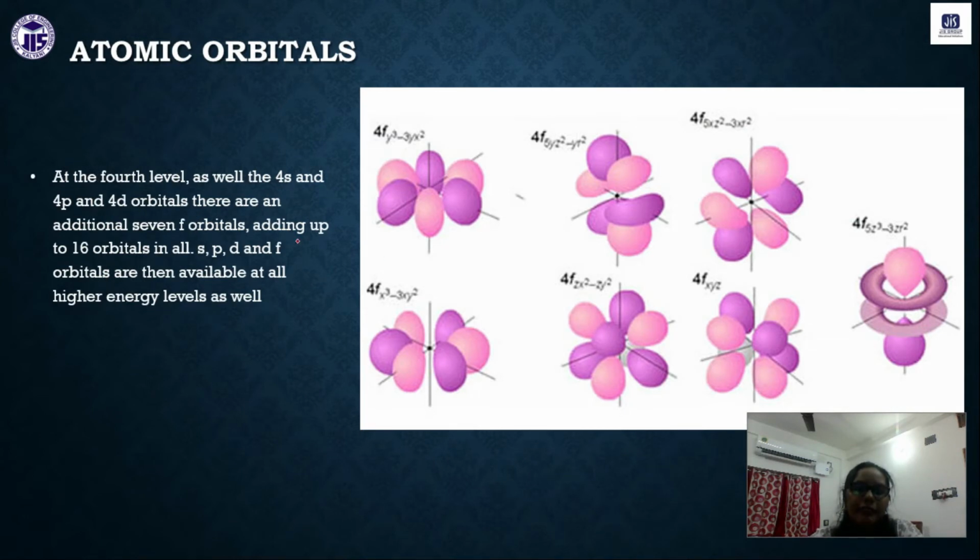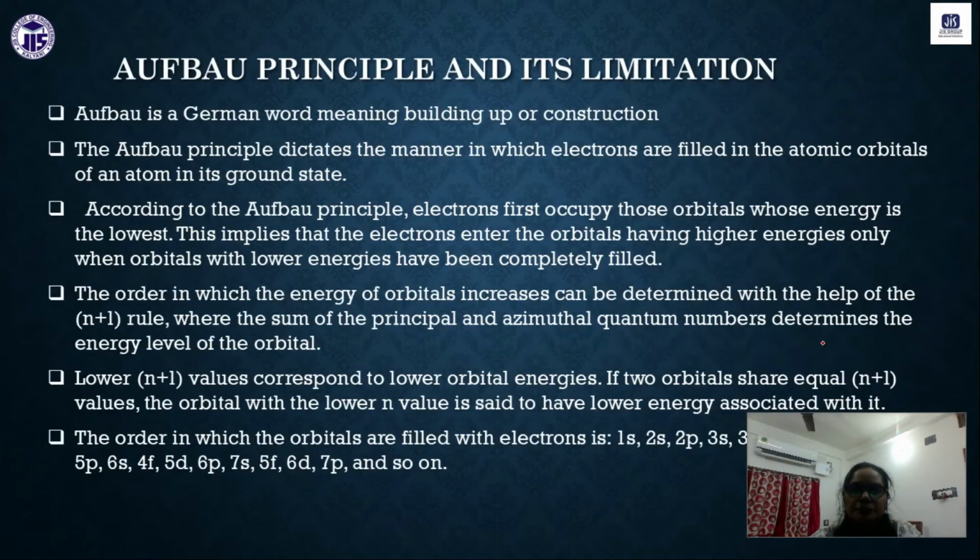Next, this is the f orbital. Generally, we have seven f orbitals. There you can see these are the dumbbell shapes. These are the lobes. You can see that is the probability of finding electrons, the zone of finding electrons. Okay, next we will discuss the Aufbau principle and its limitations.